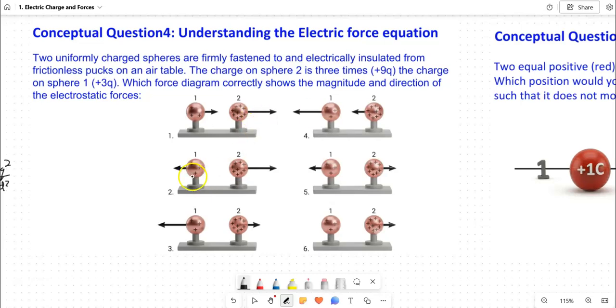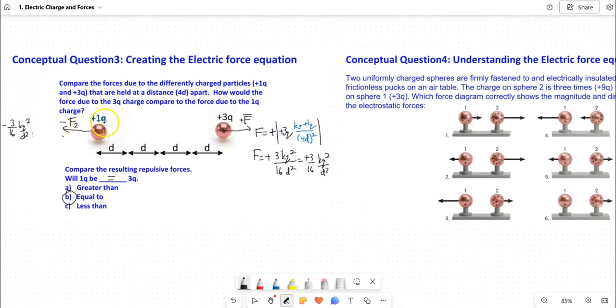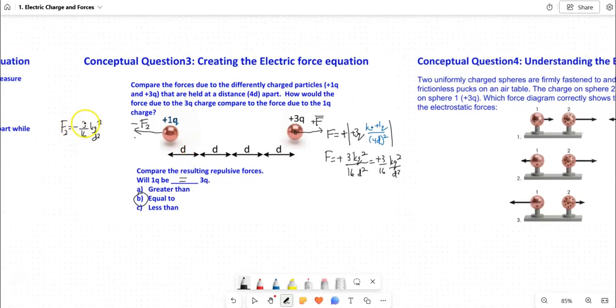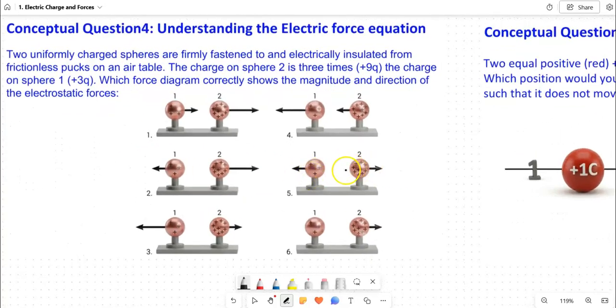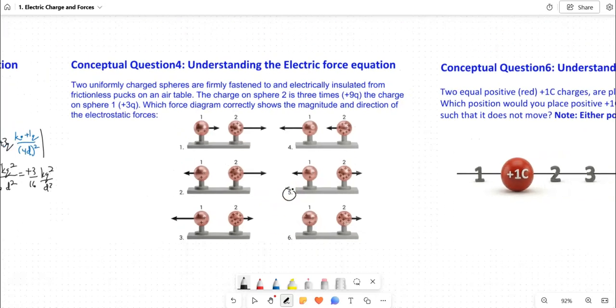Okay, well, what we just learned in the last example is that forces are always equal and opposite, and the size of the vector is proportional to the force. So the size of this vector is 3/16, and it's the same size as this other poorly drawn vector, which is also 3/16 kq squared over d squared. Since both of these charges are repelling each other, the answer could be either 5, 3, or 2. But since forces have to be equal and opposite, the correct answer is 5. Okay?